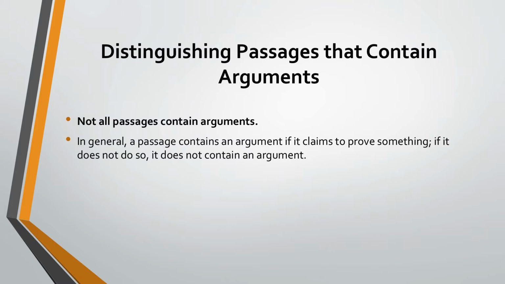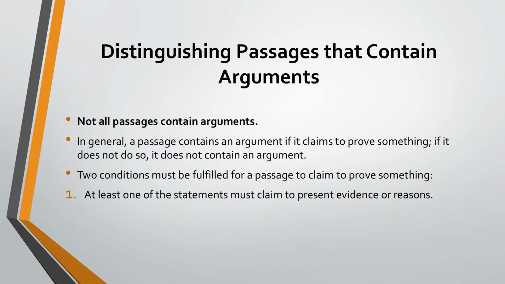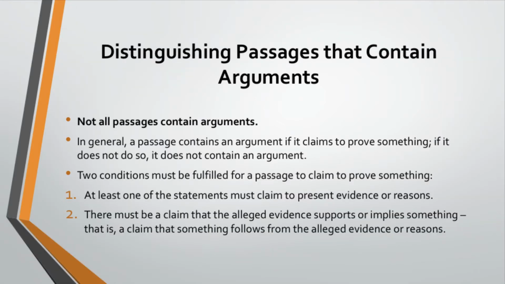Two conditions must be fulfilled for a passage to claim to prove something. 1. At least one of the statements must claim to present evidence or reasons. And 2, there must be a claim that the alleged evidence supports or implies something. That is, a claim that something follows from the alleged evidence or reasons.